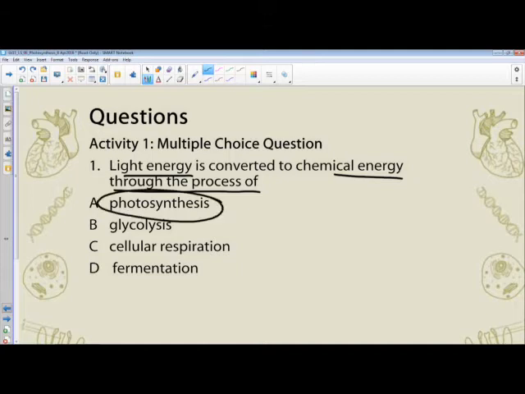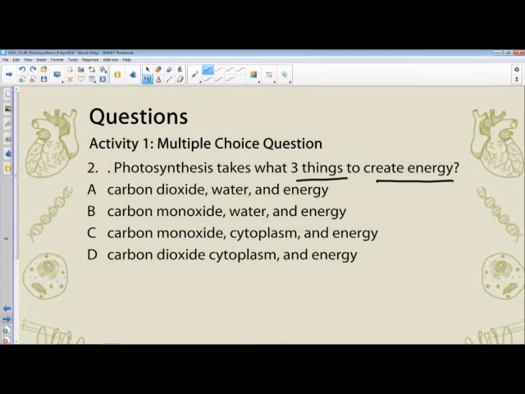Glycolysis is a process that we're going to deal with when we look at respiration, and fermentation is also another process that we deal with in respiration. So the correct answer here is photosynthesis. Cool. Let's see if the second one gets a bit more challenging.